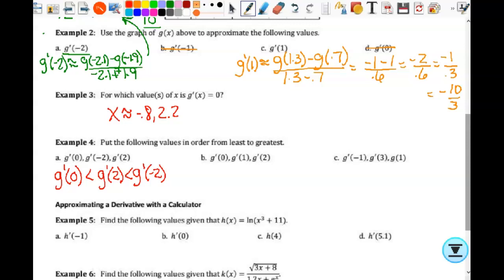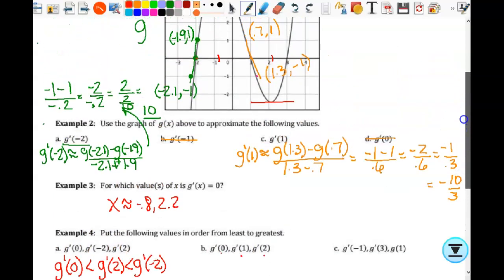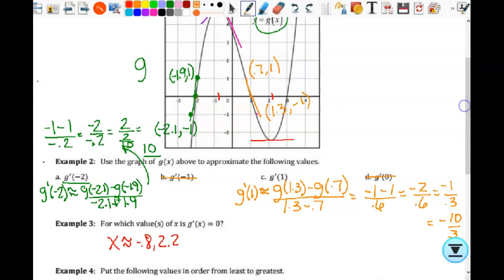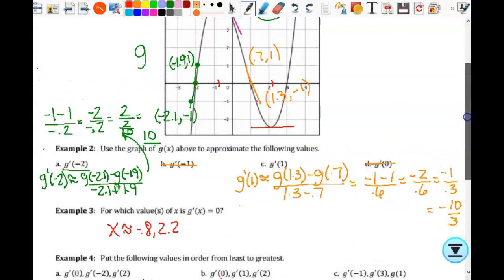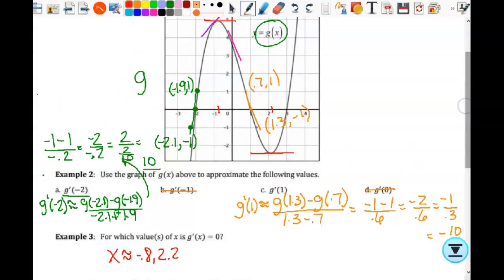So we already feel like 0 comes before 2, and this has a 0 and a 2. So then we have to look at 1. G prime of 1 is my orange one. Where would it go? What do we have? 0, 1, and 2. We have pink, orange, and red. Is the slope steeper here or here?